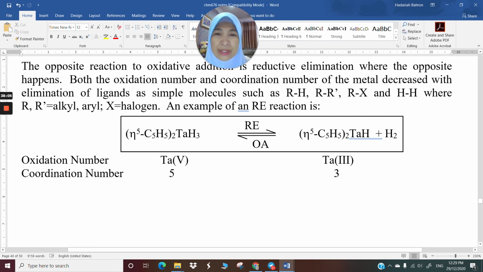As a quick recap, you have learned about substitution reaction, you have learned about insertion reaction, you have learned about oxidative addition reaction, and you have also learned about reductive elimination reaction. And in my next lecture, which is going to be my last for this course, you're going to see how these reactions make organometallic compounds good catalysts.